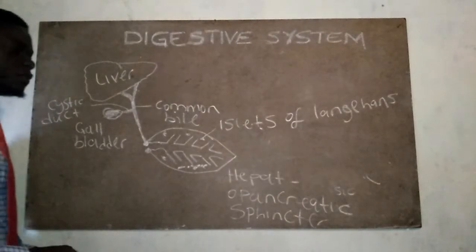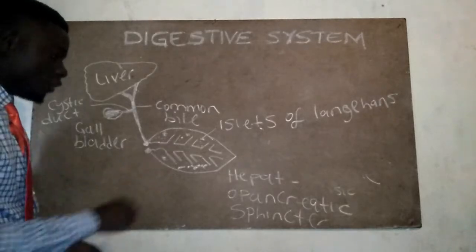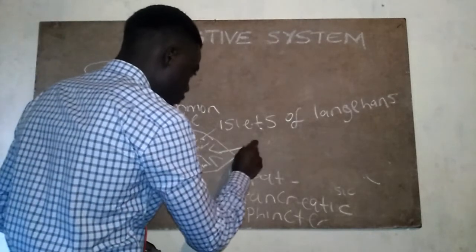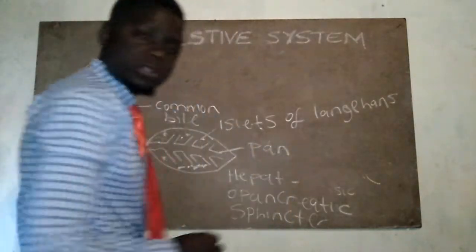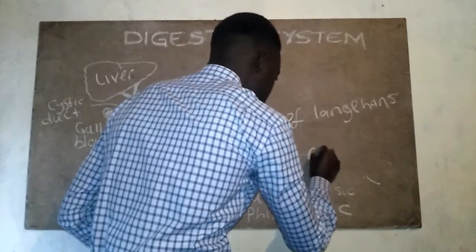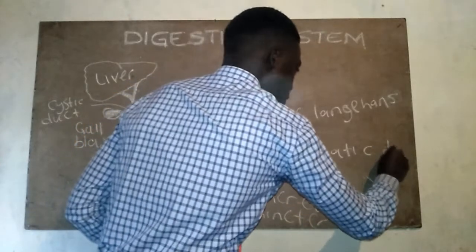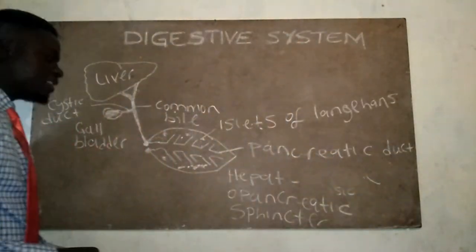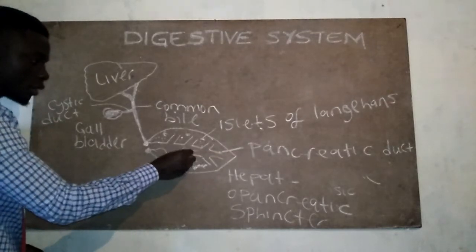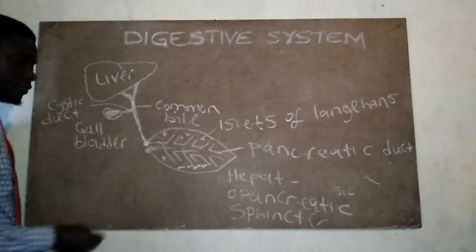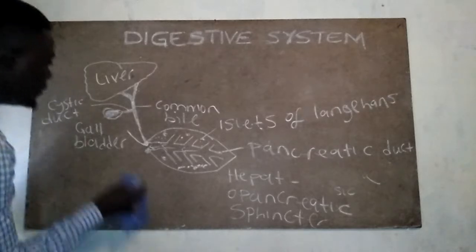And the pancreatic islets of Langerhans are the endocrine tissues of the pancreas. This is the pancreatic duct, the one that we are interested in today, in this process of digestion. And the pancreatic duct is going to secrete digestive enzymes, pancreatic juice. And here we have the level of the duodenum. So this is the duodenum.